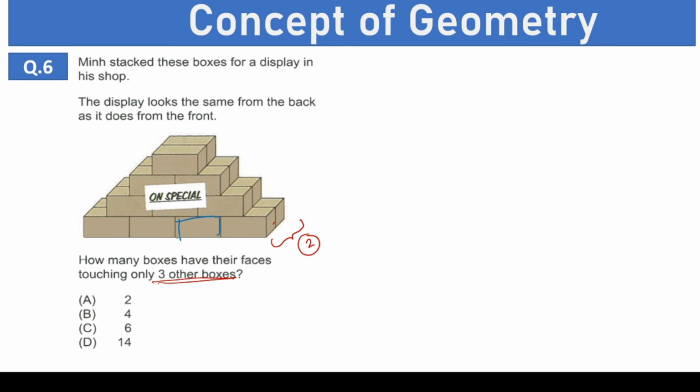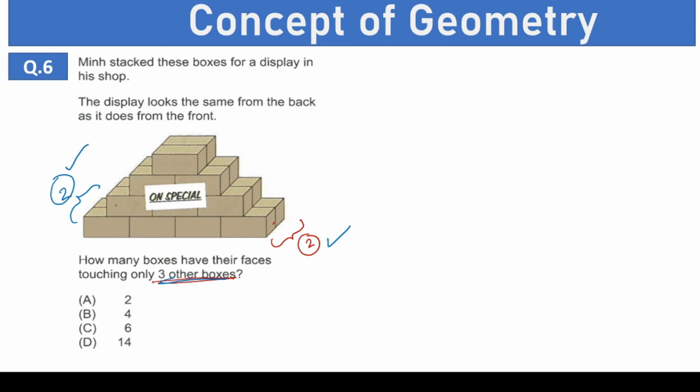Now, this box is touching a box here. It's touching a box here. But then it is touching 2 more boxes on top. So, the medium boxes, the intermediate boxes, can be eliminated. How about the last box? Again, the last 2 boxes will be touching 3 other boxes, satisfying our criteria.